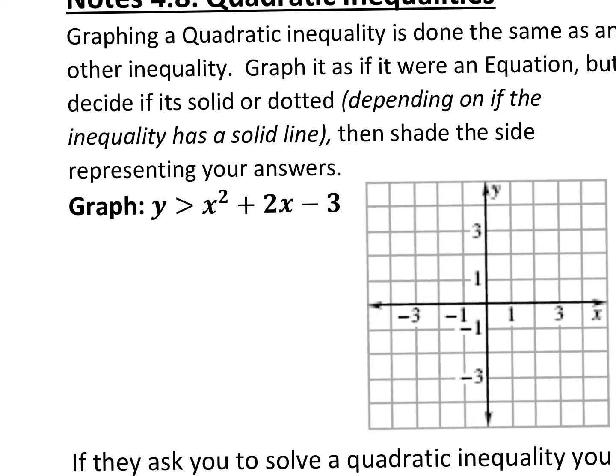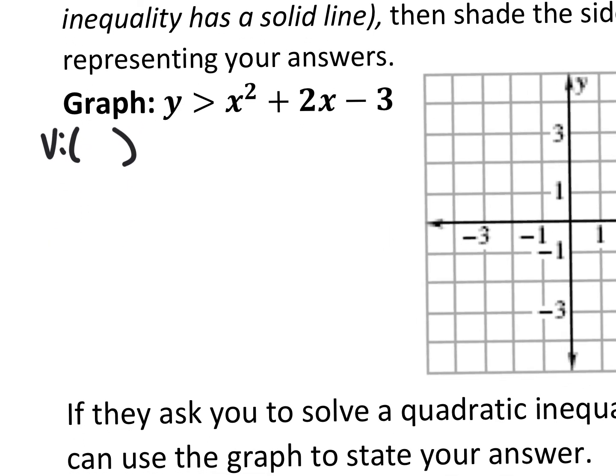It is an inequality, but we do it the same way. We're going to find the vertex, and we're going to use the formula, x equals negative b over 2 times a. The b value is 2, the a value is 1, so you have a 2 right there, a 1 right there. You will have negative 2 over 2, so the x value is negative 1.